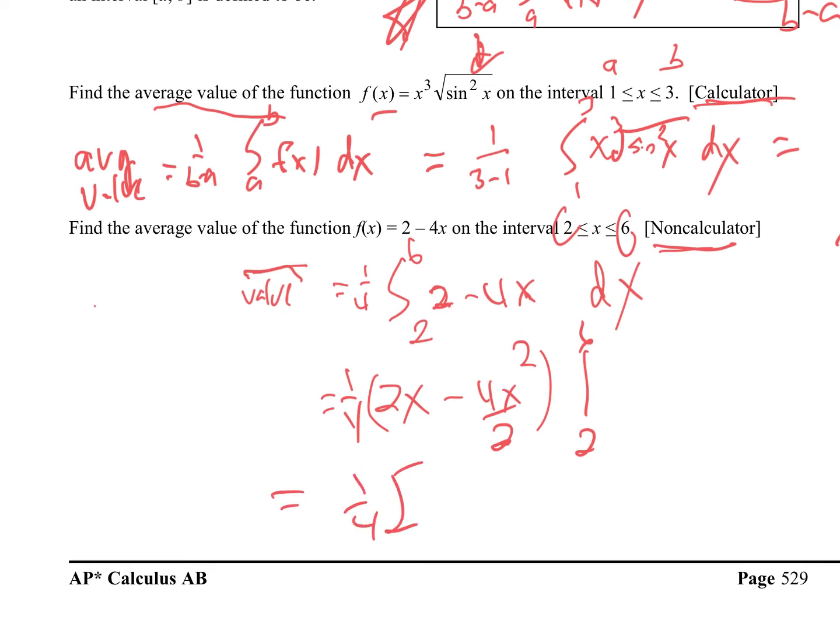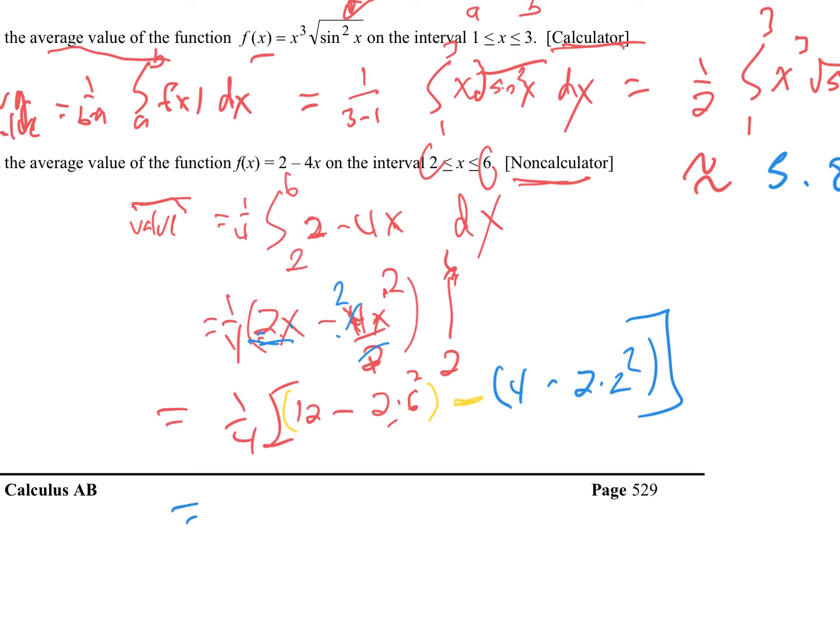1/4 of what? Be careful here. I've got to plug in the 6 first. So that's 2 times 6 is 12 minus, 4 divided by 2 is 2, so it's 2x squared. Plugging in the 6, it's going to be 2 times 6 squared. Be careful here, that's when I put in the upper limit, minus, now I'm going to plug in the lower limit, plugging in the 2. 2 times 2 is 4, minus, remember this became a 2x squared, so that's 2 times 2 squared. And all of that was times the 1/4, so let me plug it all in.